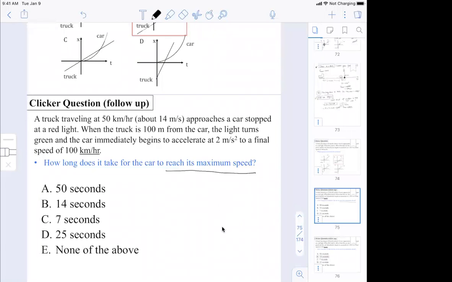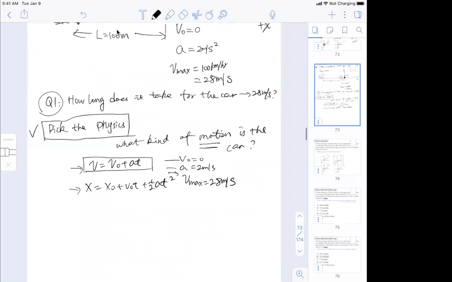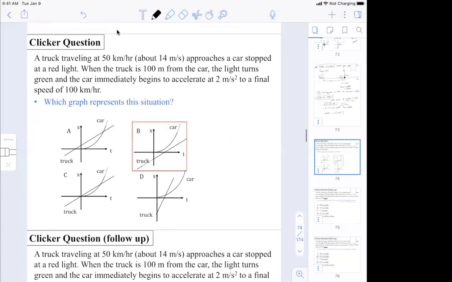So here are the results. B got the majority of the vote, and very good, that is correct. Excellent. So we are pretty much done with our calculation here. We just need to plug it in, right? The car begins with this velocity and it ends with the terminal velocity, which is 28. It cannot go any higher than that. So plug it in and you will get the total time it takes, which is 14 seconds. So the answer to this question is 14 seconds.